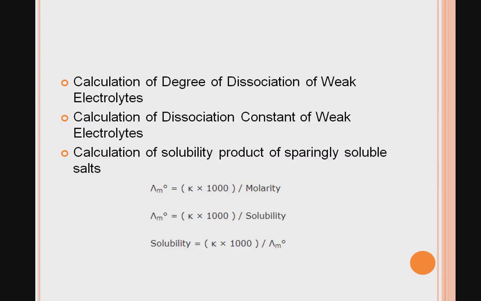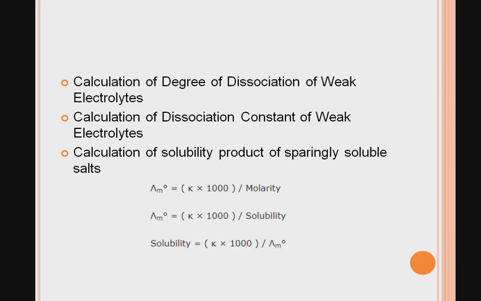Then, as you have seen earlier, you can also calculate the degree of dissociation of weak electrolyte. The formula we had done earlier was alpha equals lambda mc upon lambda m naught. And from alpha, you can also calculate the dissociation constant of weak electrolytes.